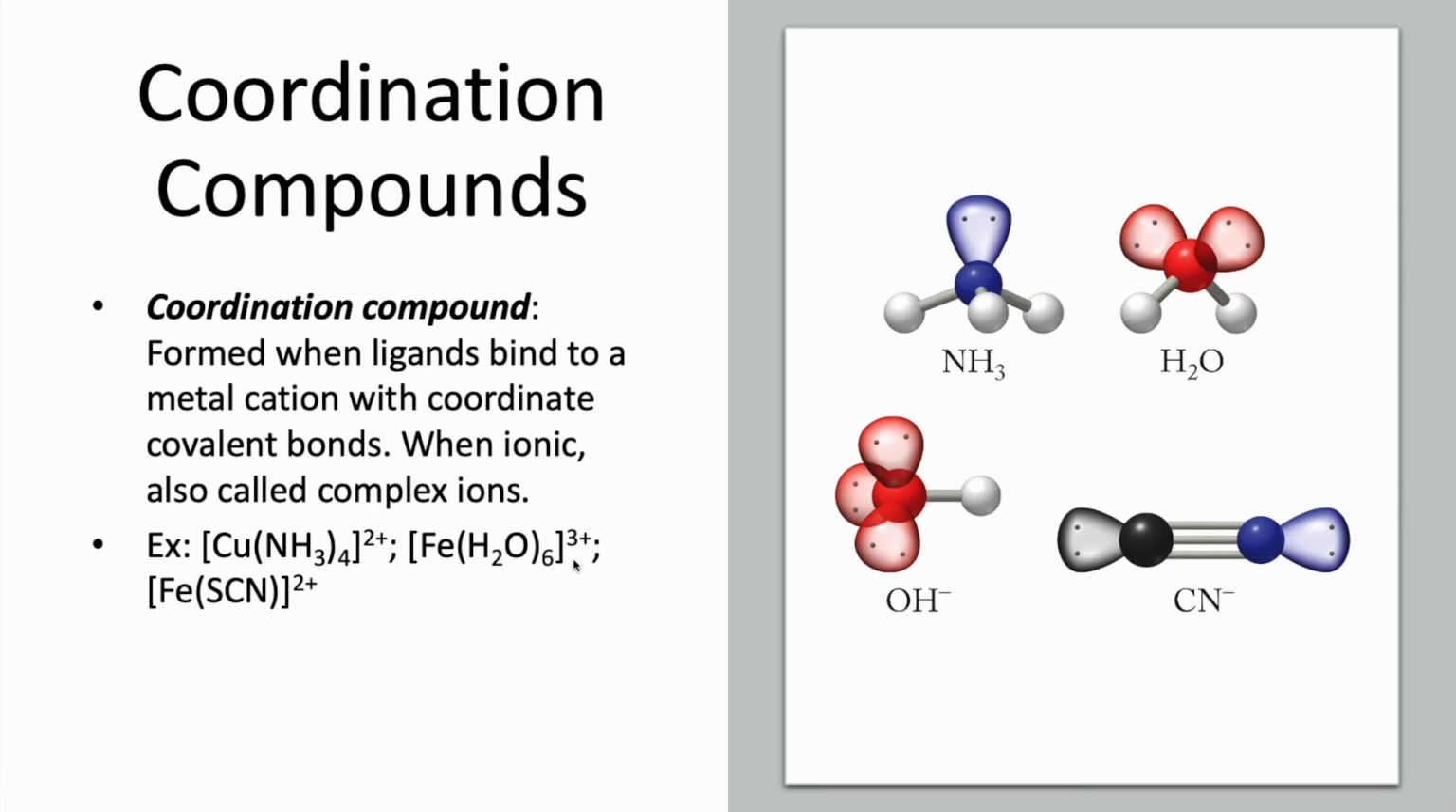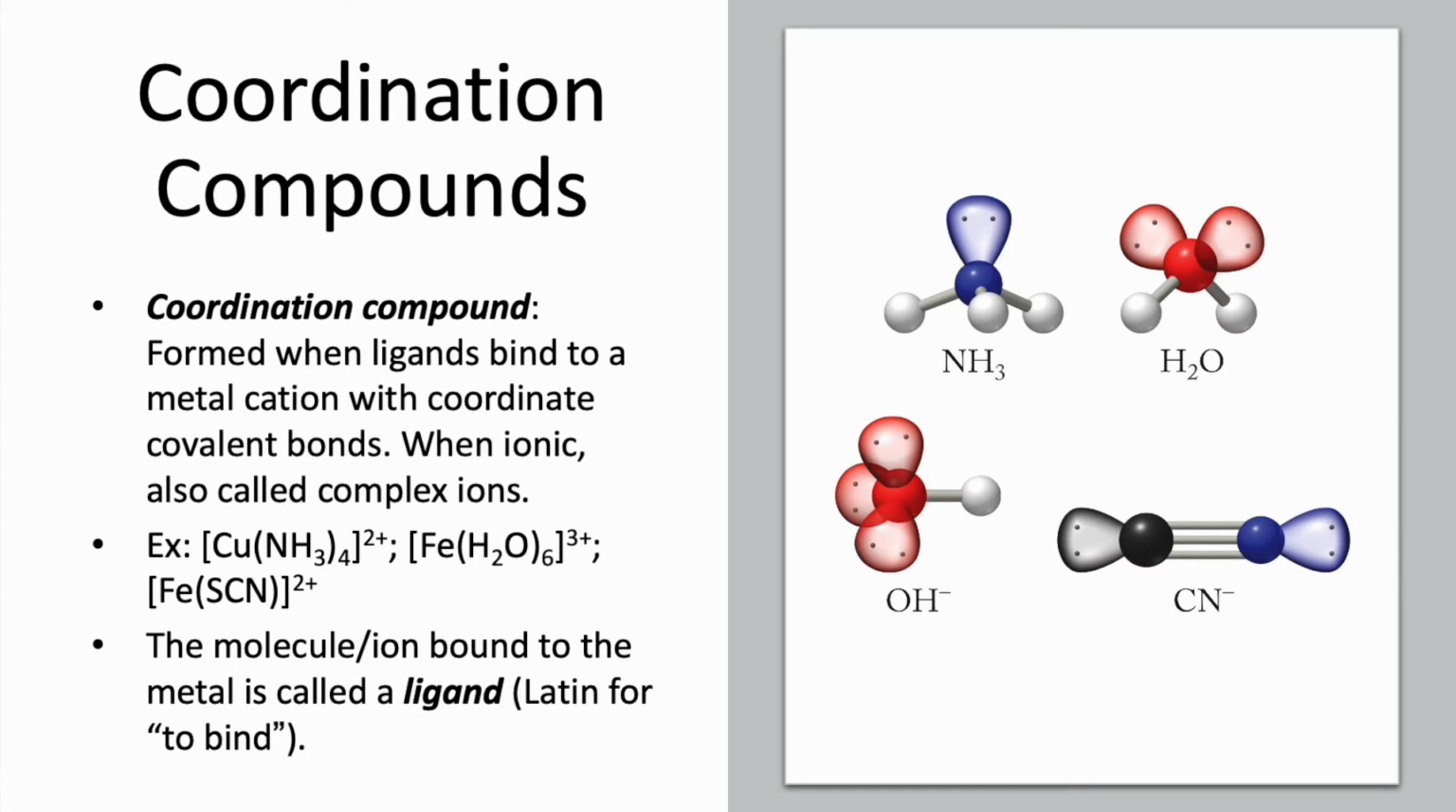Fe(H2O)6 3+ is a classic example as well. And you already made FeSCN2+, that's a coordination compound as well, and you made that in your equilibrium experiment, that deep red color. So in this case, we have the central metal ion, and then we have these other molecules that are surrounding it and making that coordinate covalent bond. We call those ligands. Sometimes people say ligand, and that's fine. Ligand or ligand. The word is from Latin and it means to bind.